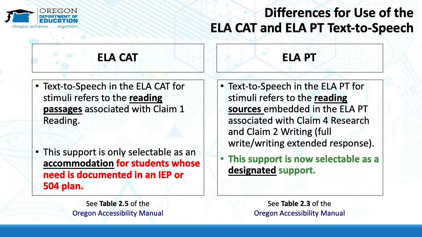For the ELA PT, text-to-speech for stimuli refers to the reading sources embedded in the ELA PT associated with Claim 4 research and Claim 2 writing. This support is now selectable as a designated support. For more information, see Table 2.3 of the Oregon Accessibility Manual. As an important note, inappropriate or undocumented use of text-to-speech for the ELA CAT will result in a test impropriety and an invalidation of the student's test.